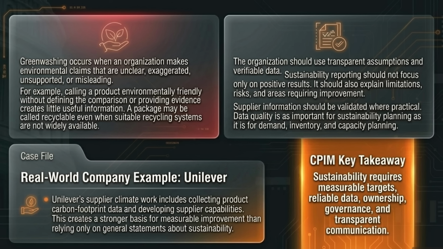Real-world company example: Unilever. Unilever's supplier climate work includes collecting product carbon footprint data and developing supplier capabilities. This creates a stronger basis for measurable improvement than relying only on general statements about sustainability. CPIM key takeaway: sustainability requires measurable targets, reliable data, ownership, governance, and transparent communication.